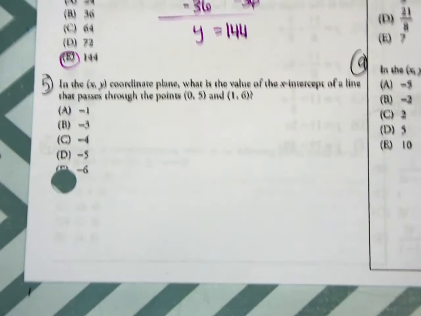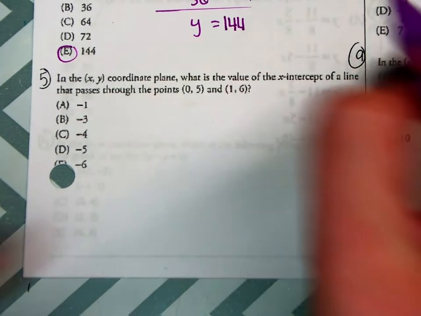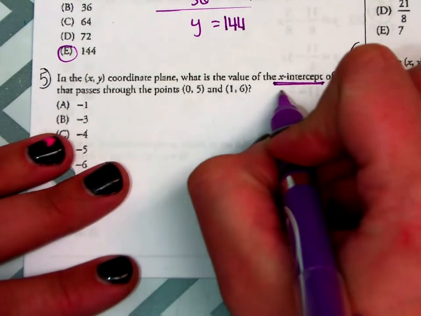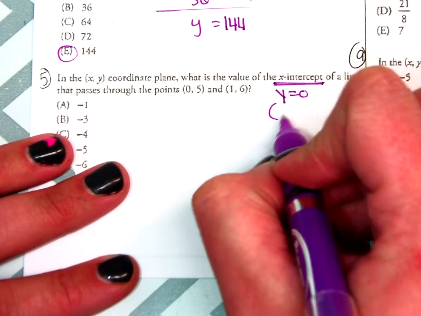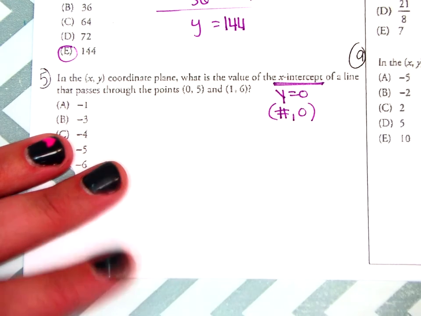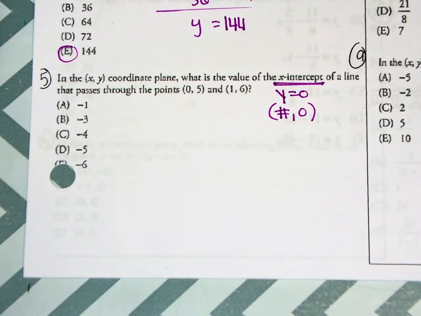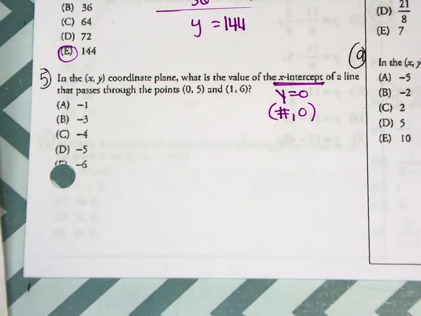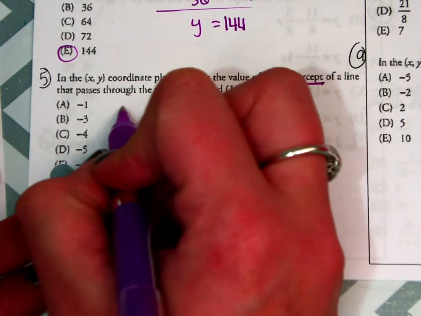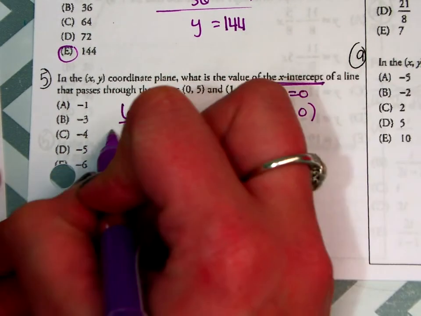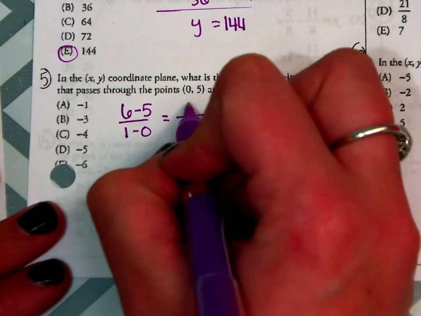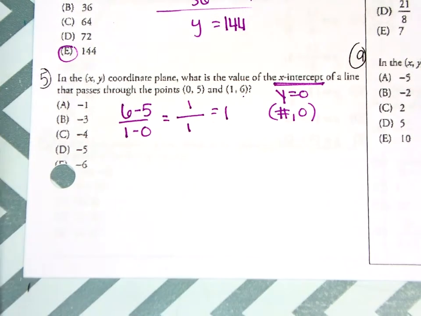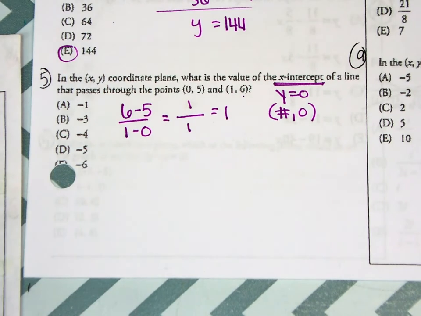Number 5, in the xy coordinate plane, what is the value of the x-intercept? Remember, when it's an x-intercept, that is when y equals 0. It's a number, comma, 0. So that's important. What is the value of the x-intercept of a line that passes through these points? Well, we can't find intercepts until we have some kind of equation. Anytime you're given 2 points, you need to use point slope. So I'm going to use slope, so 6 minus 5 over 1 minus 0, y2 minus y1 over x2 minus x1. So my slope is 1.